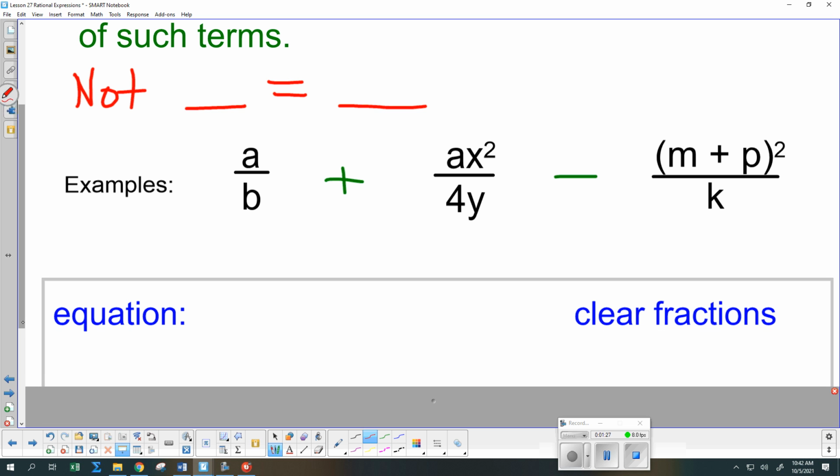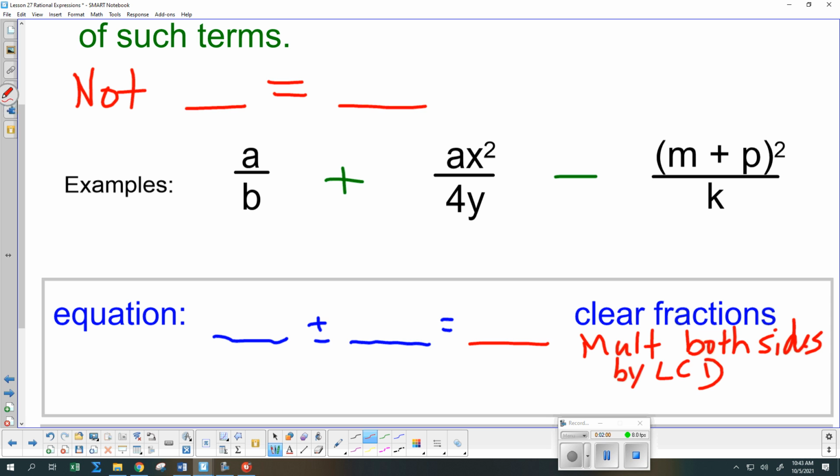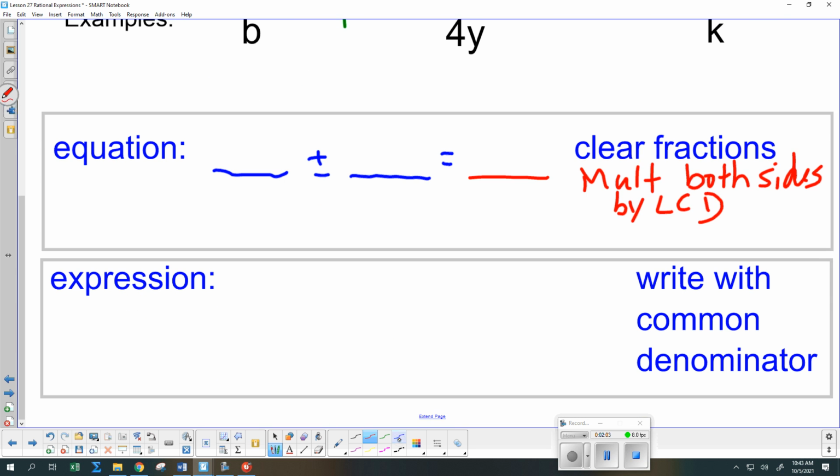If it is an equation, if I do have both sides, so if I have something plus or minus something else equals a third thing, then I clear the fractions and I multiply both sides by the least common denominator. But what we're doing today is only expressions. And expressions, I only have something plus or minus something. I don't have the equals on the other side.